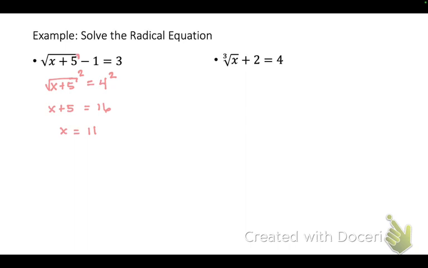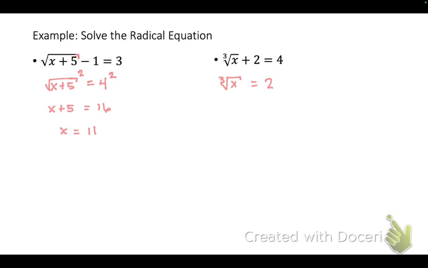So what's different about the first example and the second example? Well, it's cubed. So I'm not going to square it. I'm going to cube it. So what do I have to do first? Subtract the 2. Because I do not want to cube this quantity. We don't want to cube quantities, especially with square roots, if we don't have to. So I have the cube root of x equals 2.